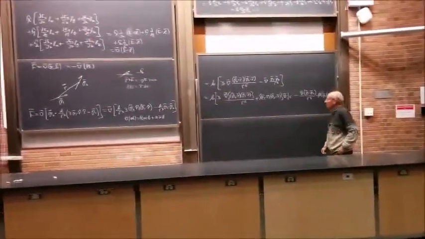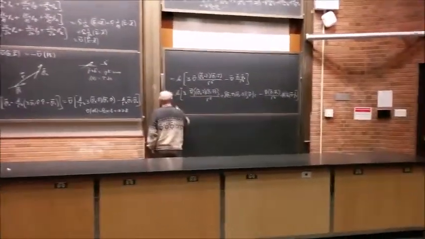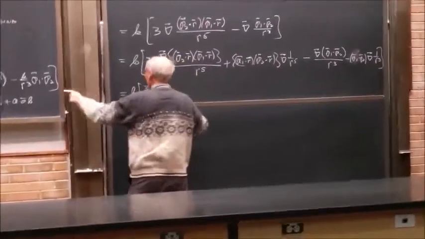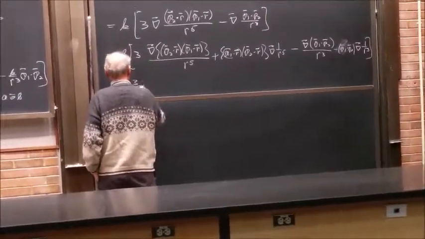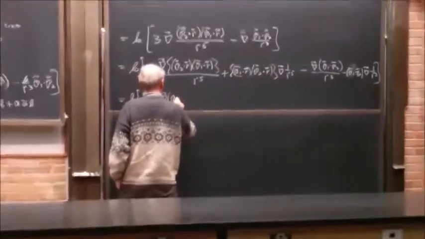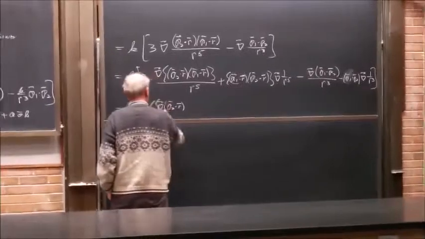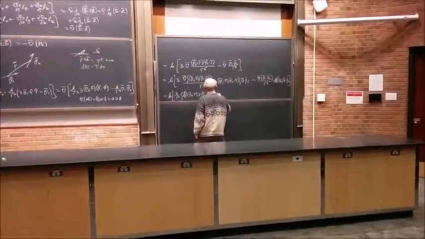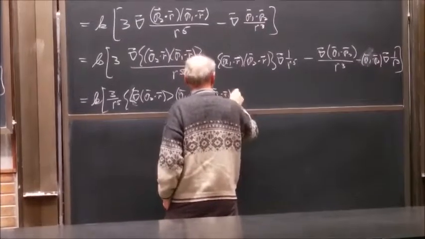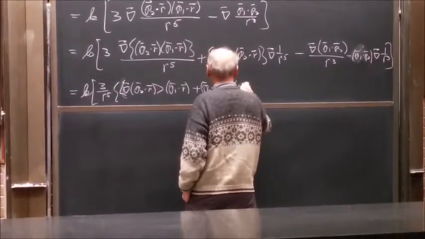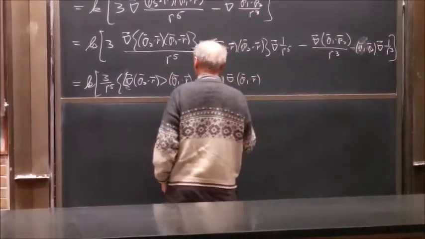All right. Now, the gradient of a product: use that rule again. So we get 3 over r to the 5th times the gradient of P2 dot r times P1 dot r, plus P2 dot r times the gradient of P1 dot r.